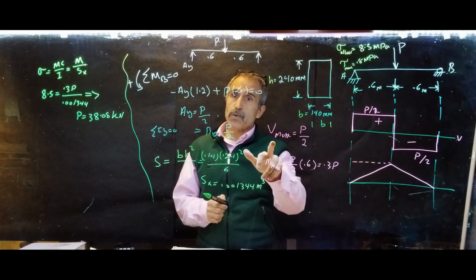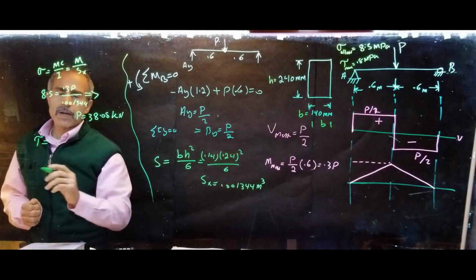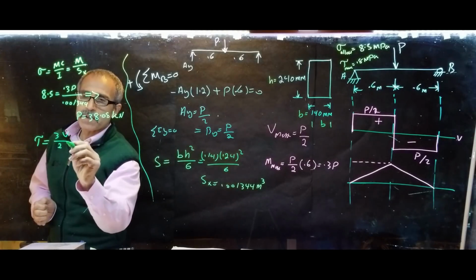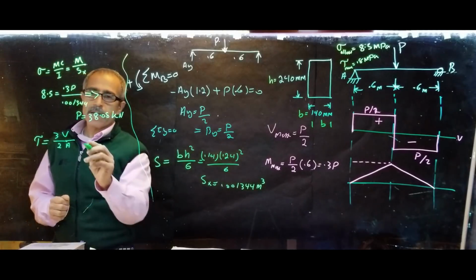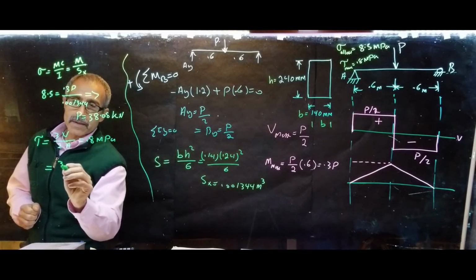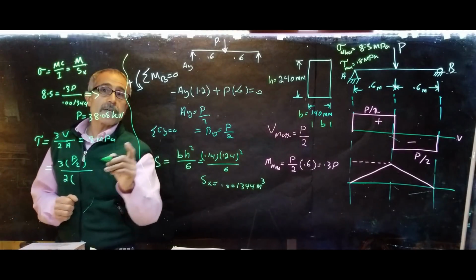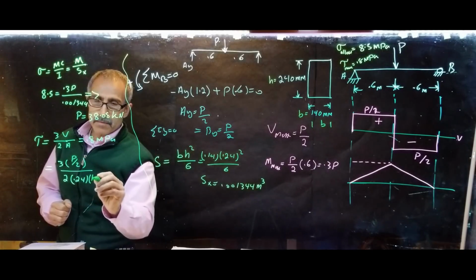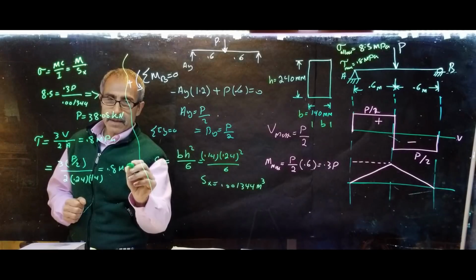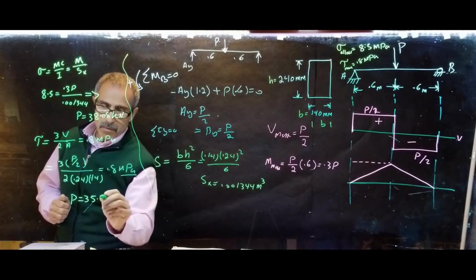The second way, we're going to use the shear. See what happens if we use the shear. You worry about those two different things. So the shear came out to, let's do it this way. What's the formula for shear for a wooden block like that? It'd be 3 over 2 V divided by A. And we know the allowable shear is 0.8 megapascal, which is equal to 3 times the maximum shear, which came out to P over 2, divided by 2 times the area, and the area is 0.24 times 0.14, and that's equal to 0.8 MPa. So now we find P comes out to 35.8 kilonewton.